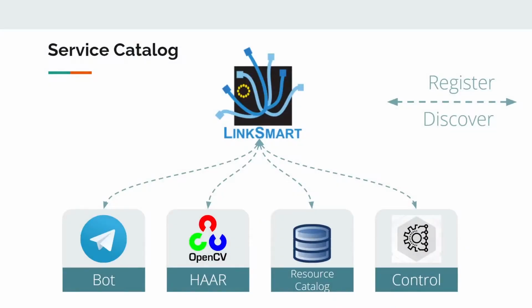The service catalog is used for registration and discovery of available services. The services are the Telegram bot, the control service, the resource catalog, and the HAR service. So let's start with the first service, the resource catalog.